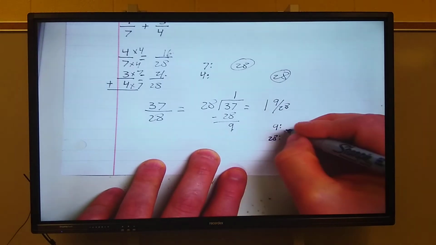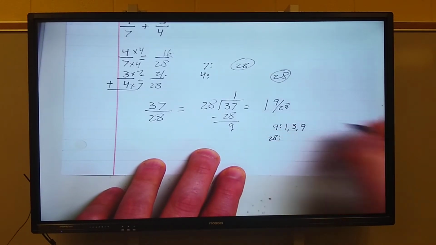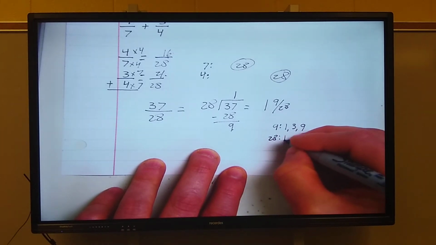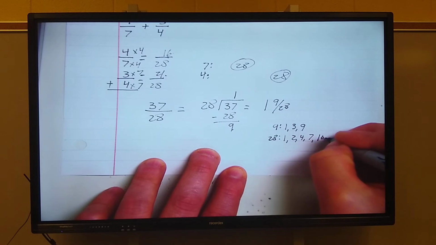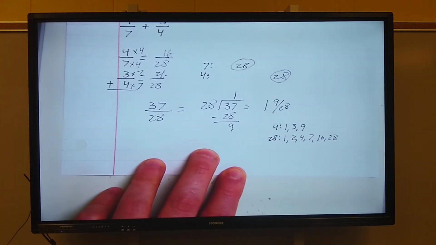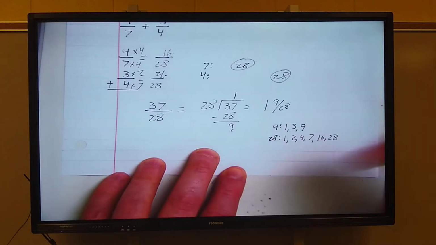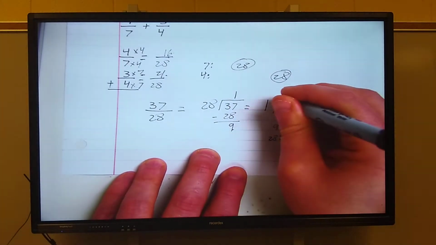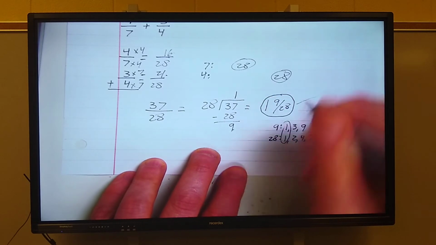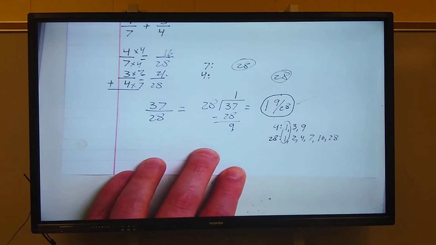Find the factors. The factors of 9 are 1, 3, and 9. The factors of 28 are 1, 2, 4, 7, 16, 28. There you go. Now, the only one that is the same is 1. And that's it. This is the answer. You do not have to simplify. The answer is 1 and 9/28.